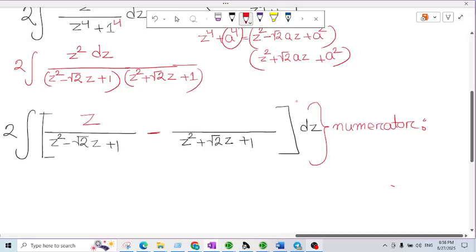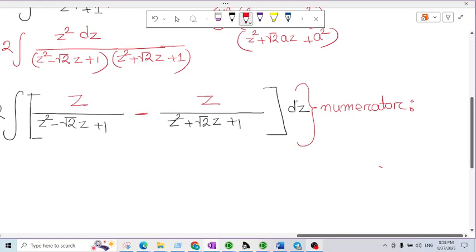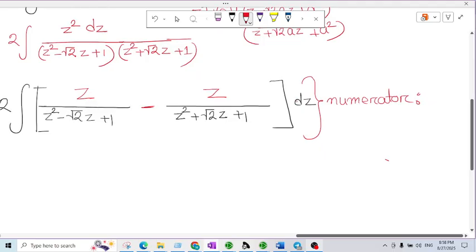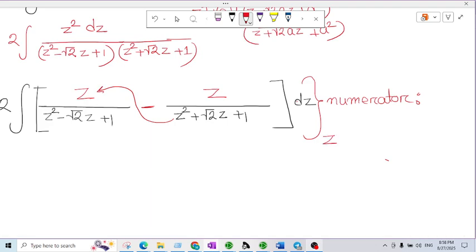Let's choose here z, and let's choose here z. Okay, so let's now find what is the numerator. So first I have to multiply these two things, and I will get z into z square plus root over 2 z plus 1, and then I have to multiply these two things.